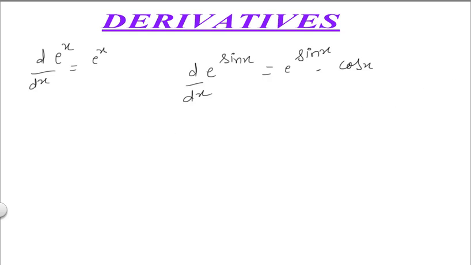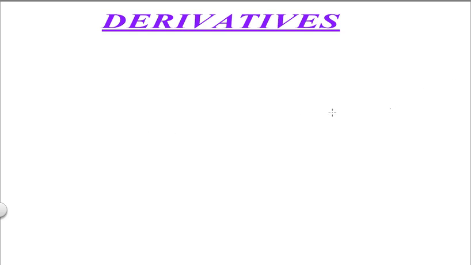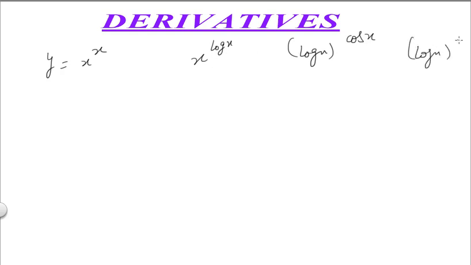Logarithmic differentiation is really very important, and it is used where we have function to the power function. Suppose we have x to the power x, or x to the power log x, or log x to the power cos x. Like function to the power function, variable to the power variable, variable to the power function, or function to the power variable.